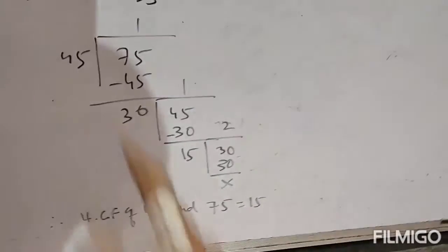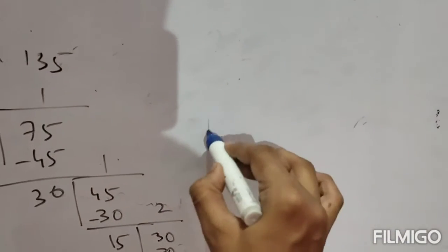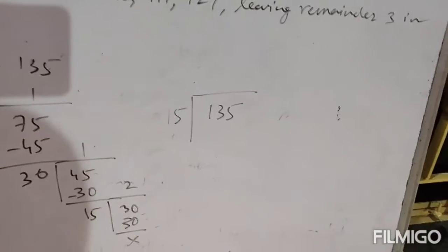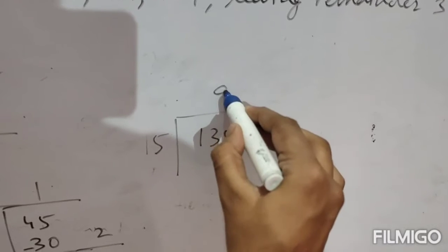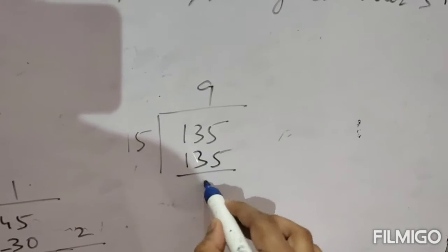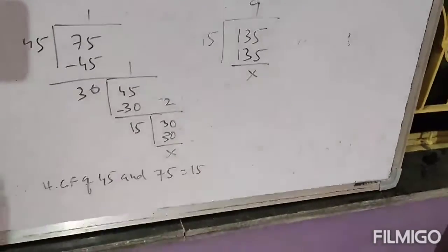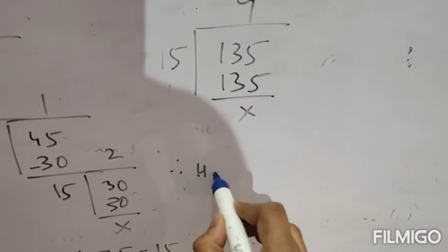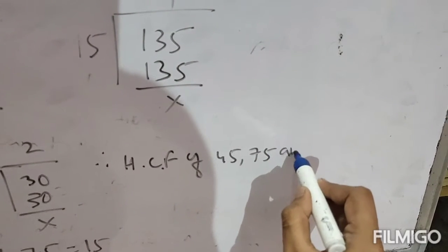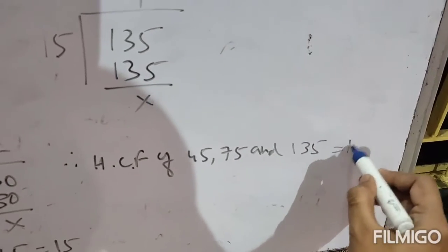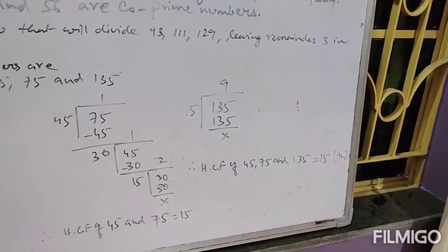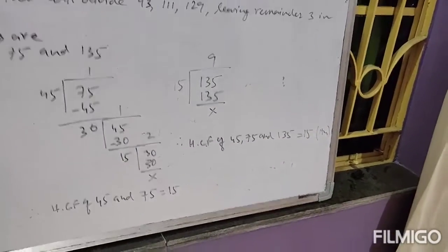Now take this number 15 and divide it into 135. So 9 5s are 45, carry 4, 9 1s are 9, 13... So your HCF will be 15. Therefore you can write HCF of 45, 75 and 135 equals 15. This is your answer. Clear? So the first question, HCF will be 15.